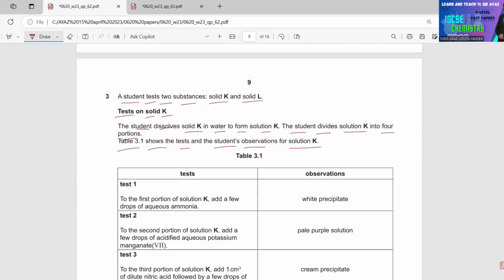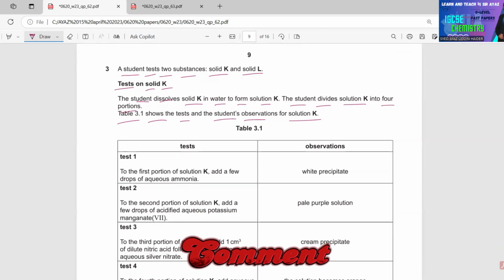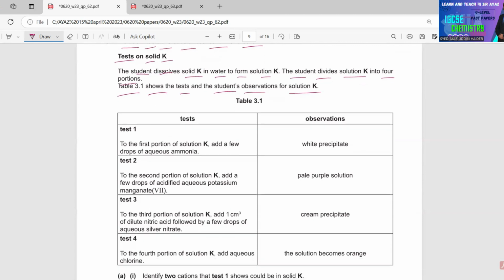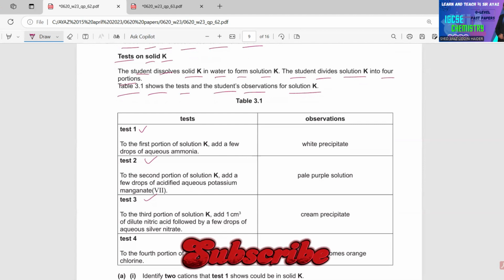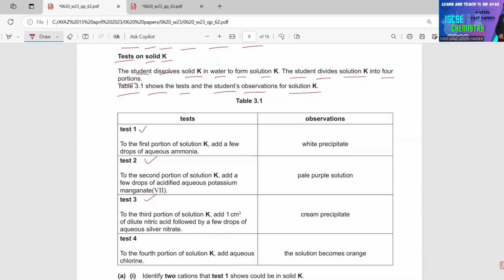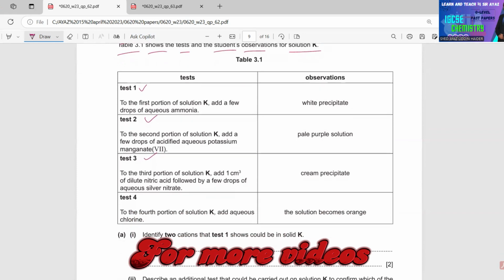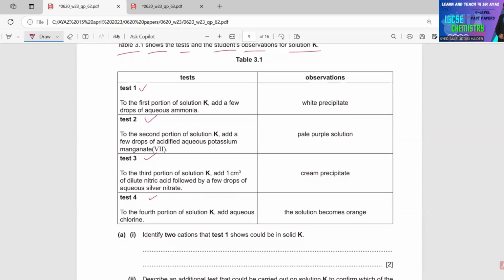Here's table 3.1. To the first portion of K, add a few drops of aqueous ammonia, white precipitate formed. To the second portion of solution K, add a few drops of acidified aqueous potassium manganate(VII), pale purple solution. Test 3. To the third portion of solution K, add 1 centimeter cube of dilute nitric acid followed by a few drops of aqueous silver nitrate, cream precipitate. Test 4. To the fourth portion of solution K, add aqueous chlorine. The solution becomes orange.